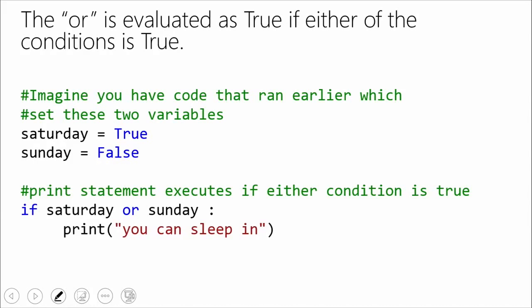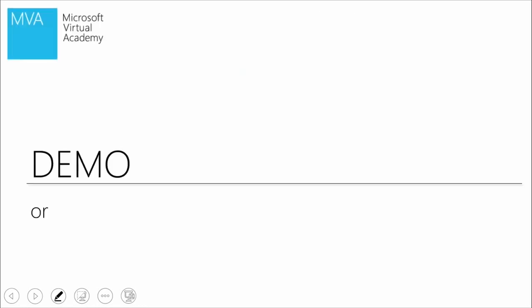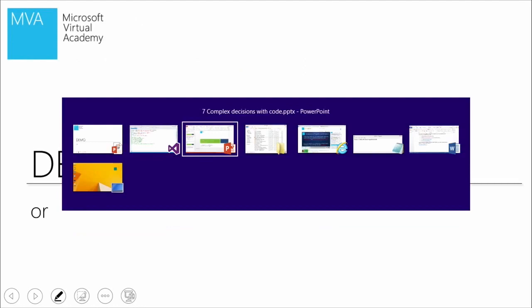Okay. So with that, let's go back in. Oh, by the way, one last thing. You'll notice again, the table, and the big thing I want to highlight is that anywhere we have a true, if any of the conditions is true, we're going ahead and executing the code. All right. So now let's do a demo, give me my or statement.